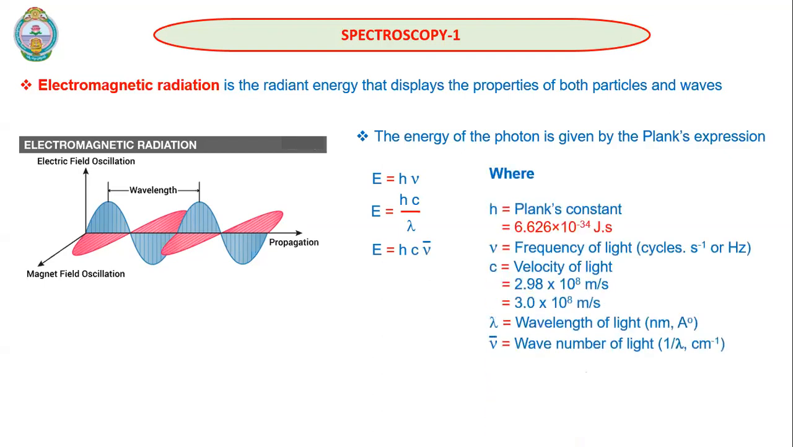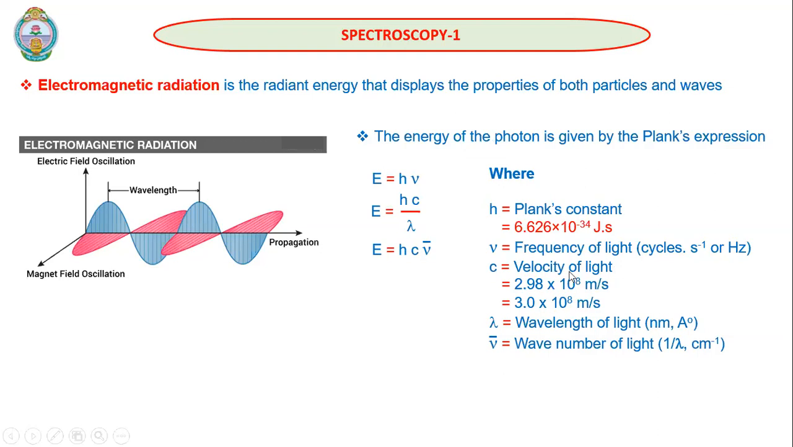What are these quantities? h is Planck's constant, whose value is 6.626 into 10 power minus 34 joule second. Nu is the frequency of light which we use for a particular spectroscopic technique. Its units are cycles per second or hertz.